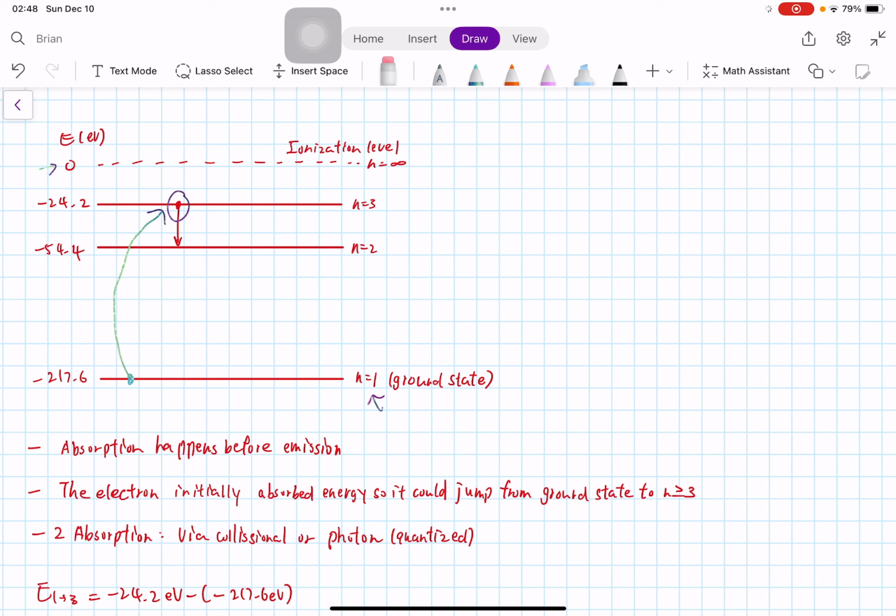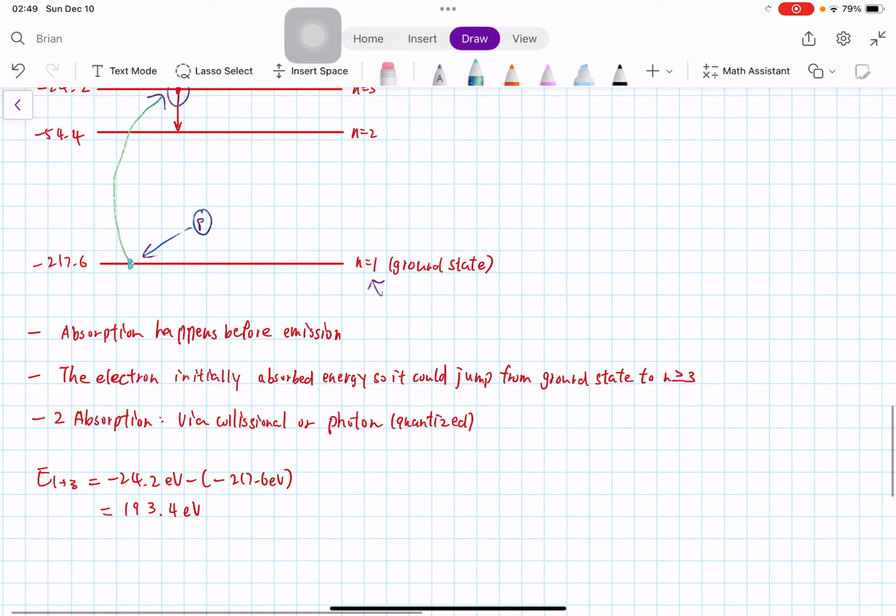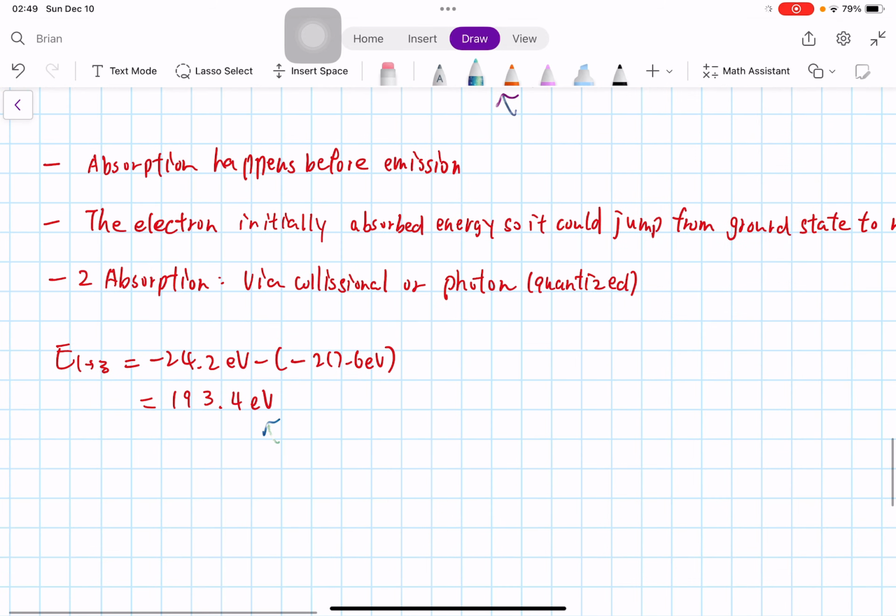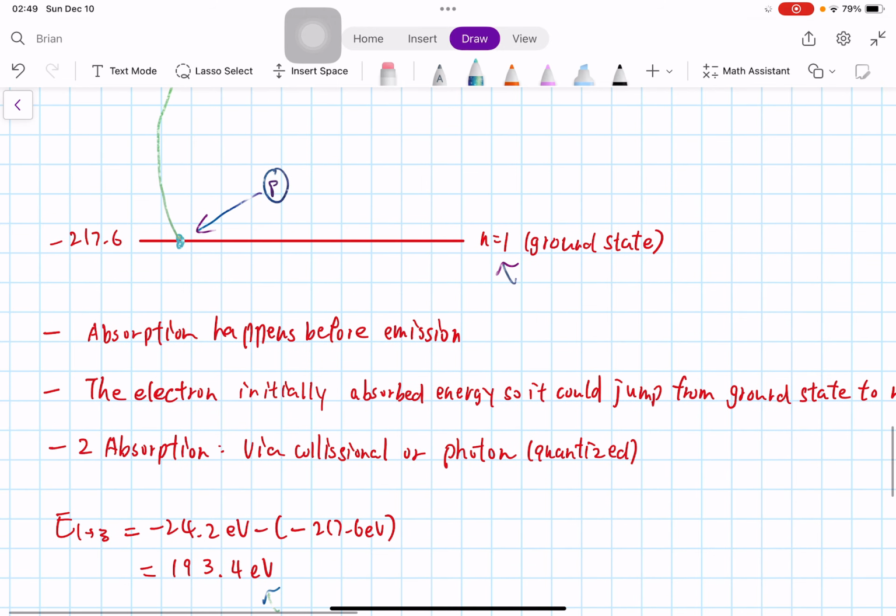So there are actually 2 ways of absorption, which is via collision or photon, which is quantized. What quantized means is that when the electron is absorbing the energy from a photon, the energy of the photon has to be the exact amount of the energy jump from n equals 1 to n equals 3. And as calculations show here, the energy has to be 193.4 electron volts if it is a photon.